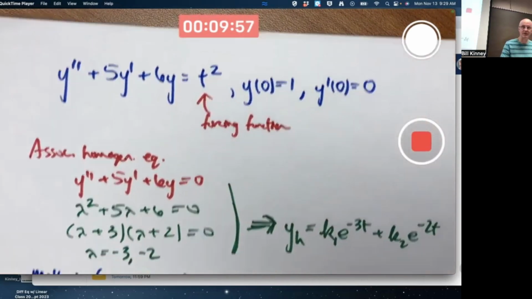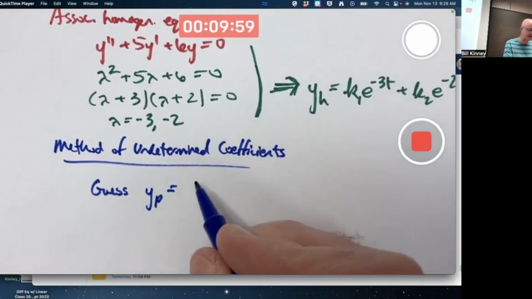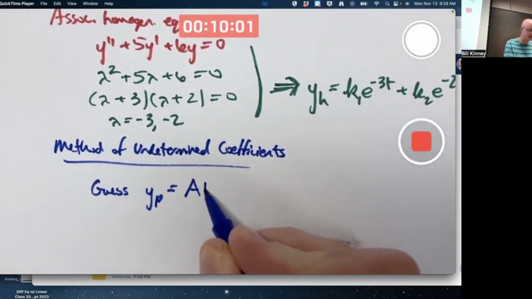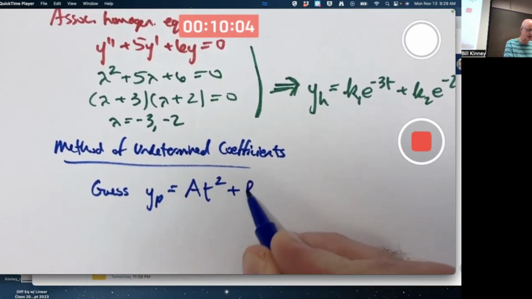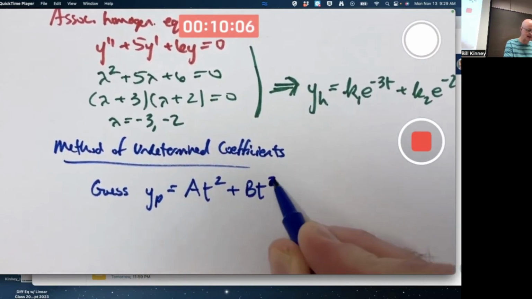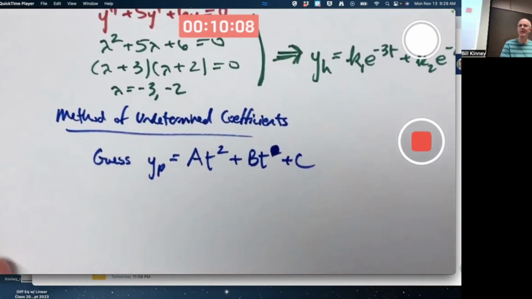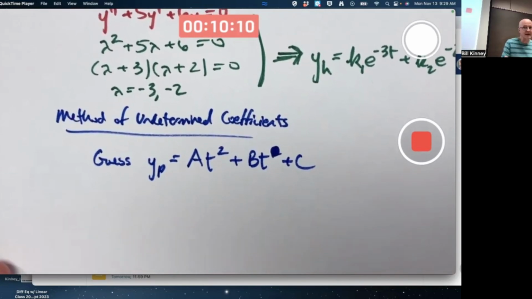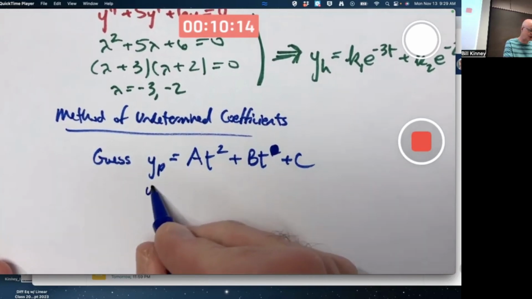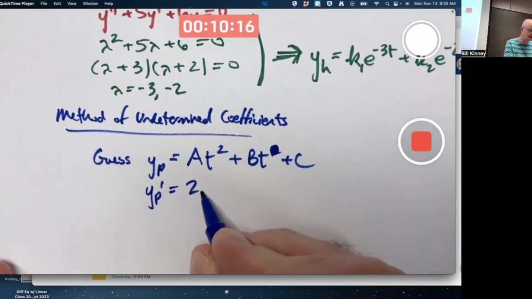You don't want to guess a trig function. You don't want to guess exponential. It makes sense to guess a polynomial, and it turns out to be good enough to use a degree equal to the degree of the right-hand side. You may not know that ahead of time, but that turns out to be good enough, and you can check it by actually plugging it in.